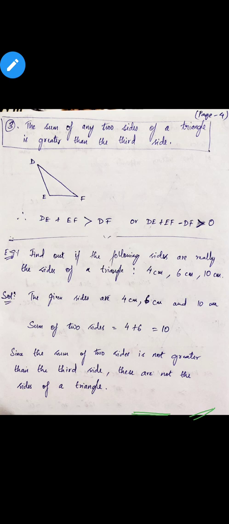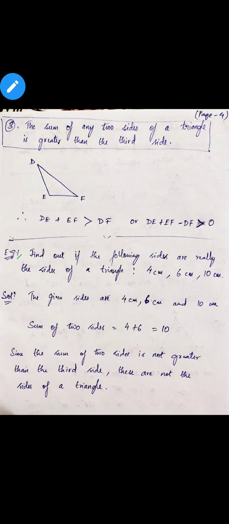Now let us look at the third property. The sum of any two sides of a triangle is greater than the third side. Okay, so what this property is saying is, if we add these two sides together, it should be longer than this side. Okay, sum of any two sides. If we add this side and this side, it should be longer than this side, and if we add this side and this side, it should be longer than this side. Okay, this is what the property is saying. So based on this property, let us do an example.